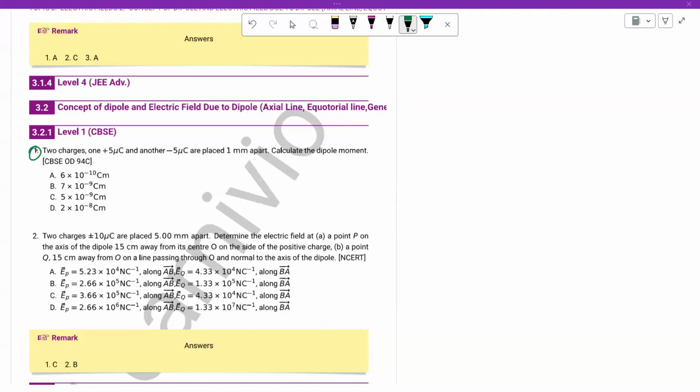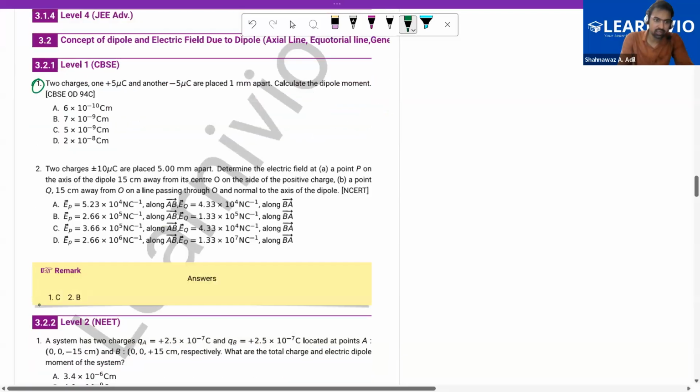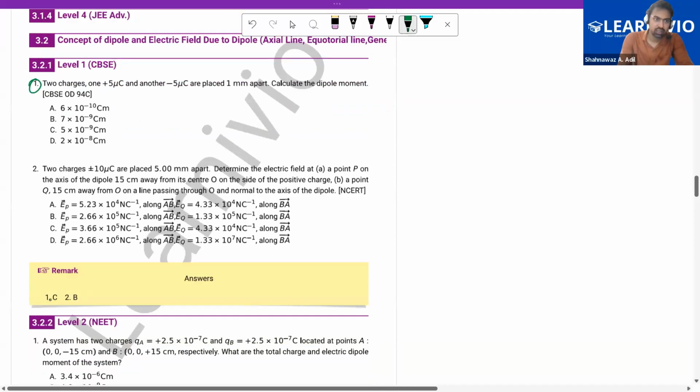Sir, it is 5 into 10 raised to minus 9 Coulomb meter. Okay, that is correct. Good.